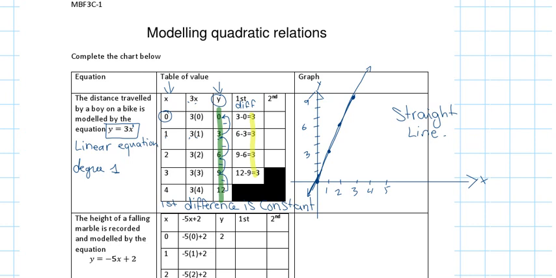As long as I have a linear equation, it should work out to be the same things as you can see here. With the equation, it's a degree 1. Table of values, first difference is constant. Graph is going to be a straight line. Okay?